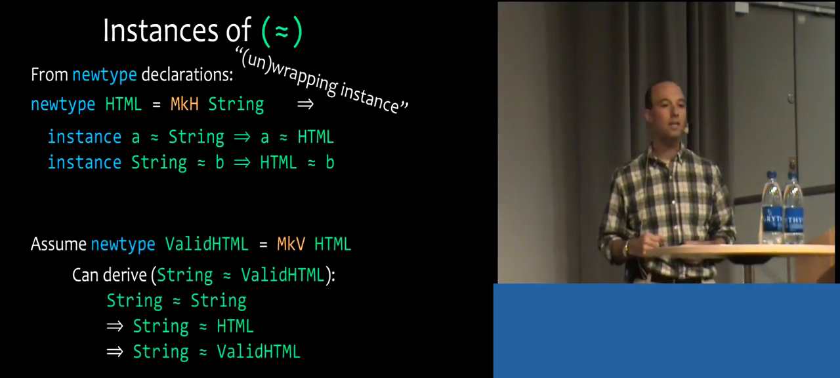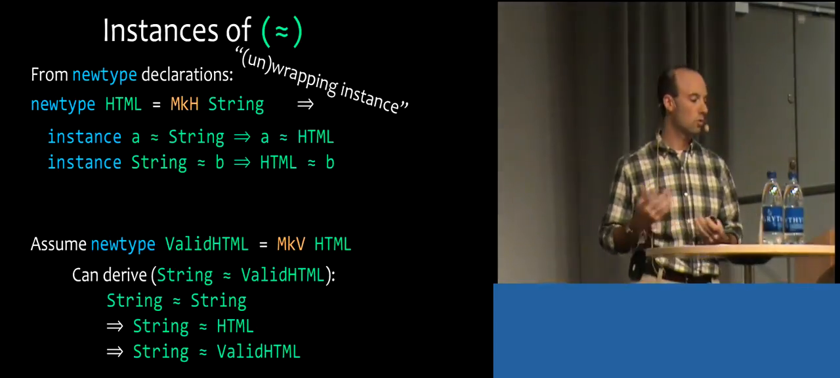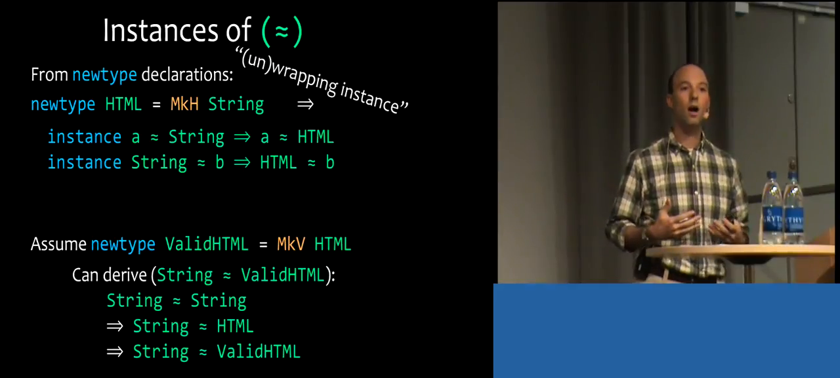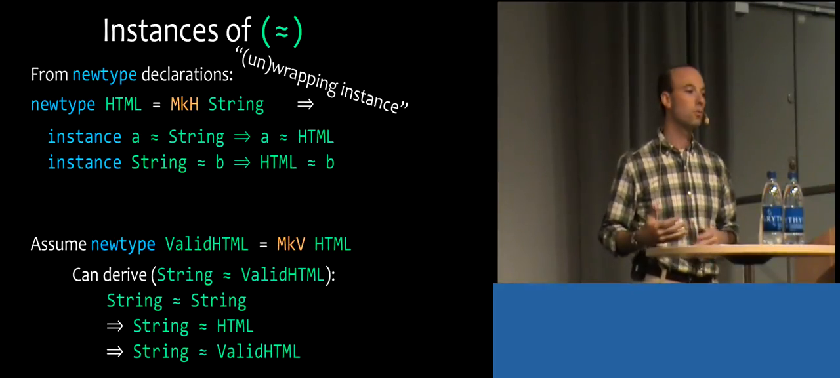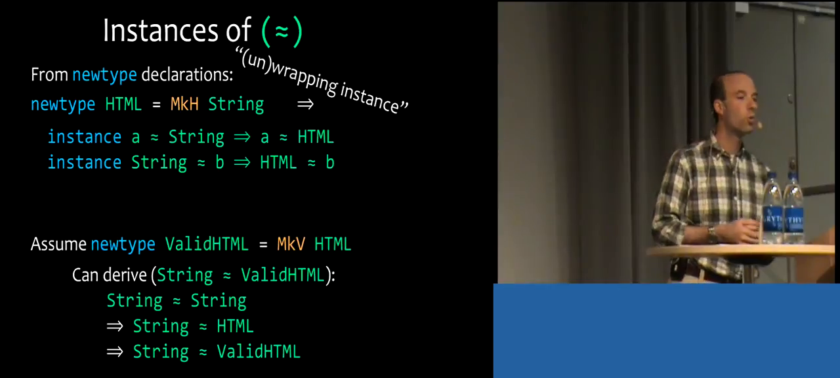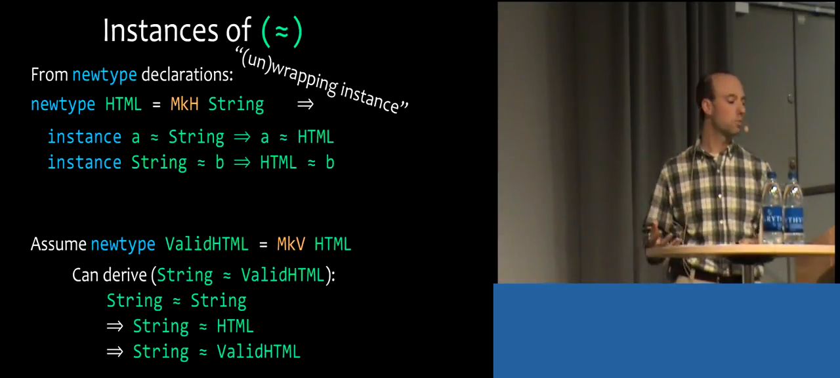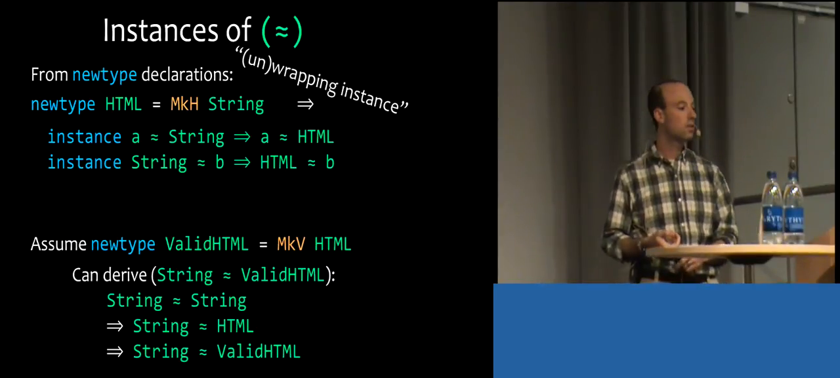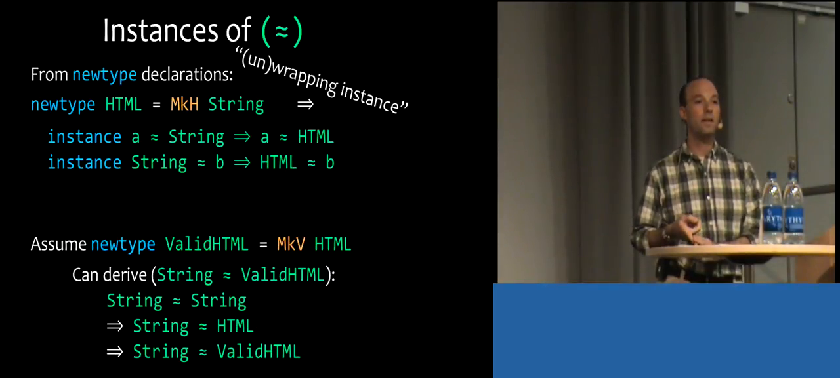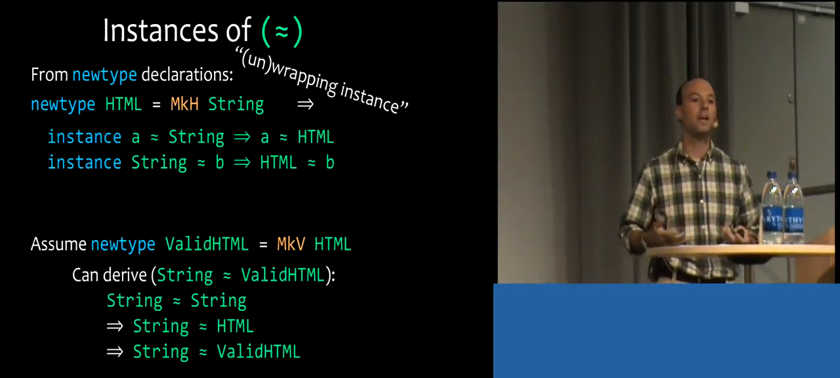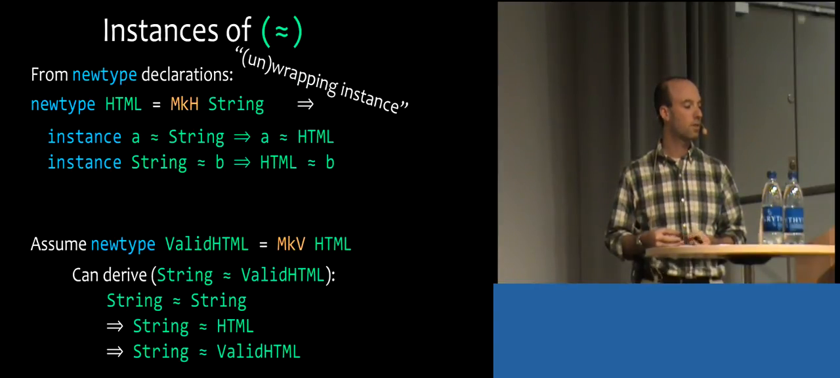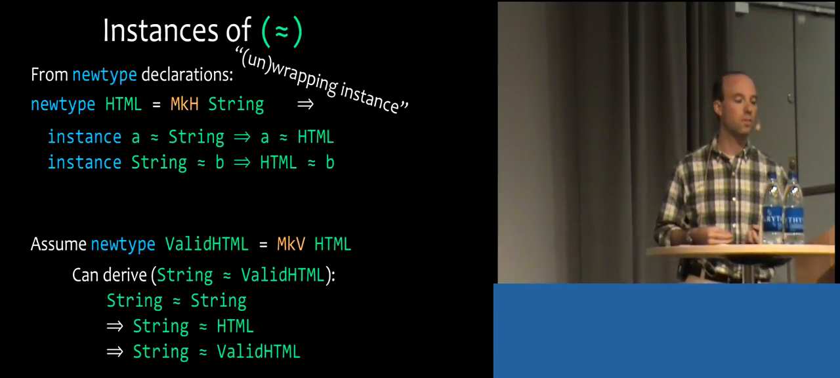We can see an example of that here using these so-called unwrapping instances or wrapping instances. If we have yet another layer of new type wrapped around HTML, which is subject to, say, extra validation, we want to be able to show that string is coercible to valid HTML. We start out with reflexivity. Then we wrap up in HTML using the top instance on the screen here. And then we imagine another instance that looks just like that for valid HTML, and we can wrap that and show that string is coercible to valid HTML.